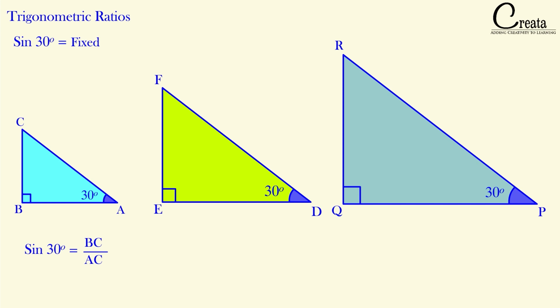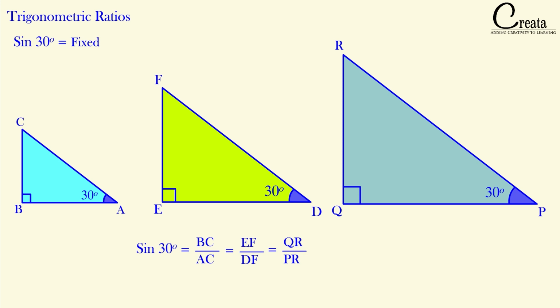This is sine 30 degree in the first triangle, this is sine 30 degree in the second triangle, and this is sine 30 degree in the last triangle. That is, the ratio of perpendicular over hypotenuse in all the 3 triangles will be equal to each other. Whatever triangle you take, smaller or larger, this ratio will be equal. This you can also prove using the concept of similarity, but I am not going into the detail of that concept. Just note that the value of sine 30 degree, that is the ratio of perpendicular over hypotenuse, in all triangles with angle 30 degrees will be the same. That is, it is constant.